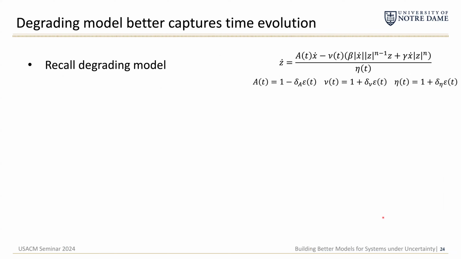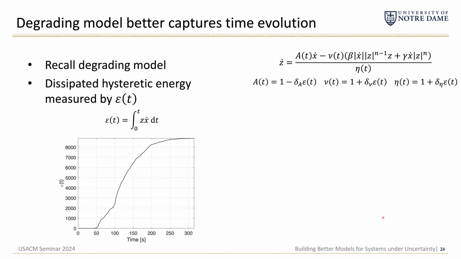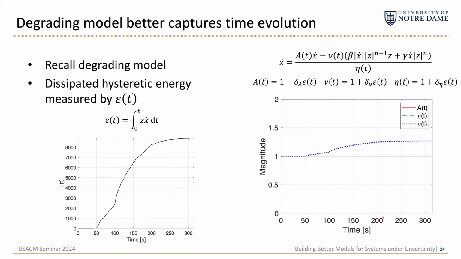So that got us thinking a little bit more about the degrading Bouc-Wen model itself and thinking about the model form. Here you can see the equation for the degrading Bouc-Wen model, and below I have these three degradation functions that are included. You'll see each of these depends on a variable epsilon, and epsilon is based on the dissipated hysteretic energy. So we're able to track this dissipated hysteretic energy measure over the course of a test or a simulation or a run, whatever you want to call it. By tracking this, we can then look at how these parameters evolve, the evolution of A, nu, and eta.